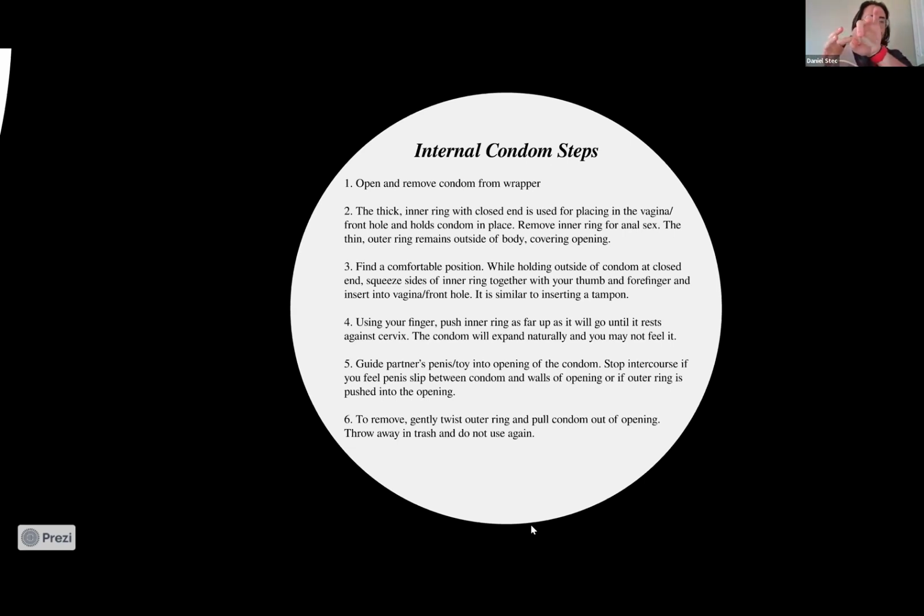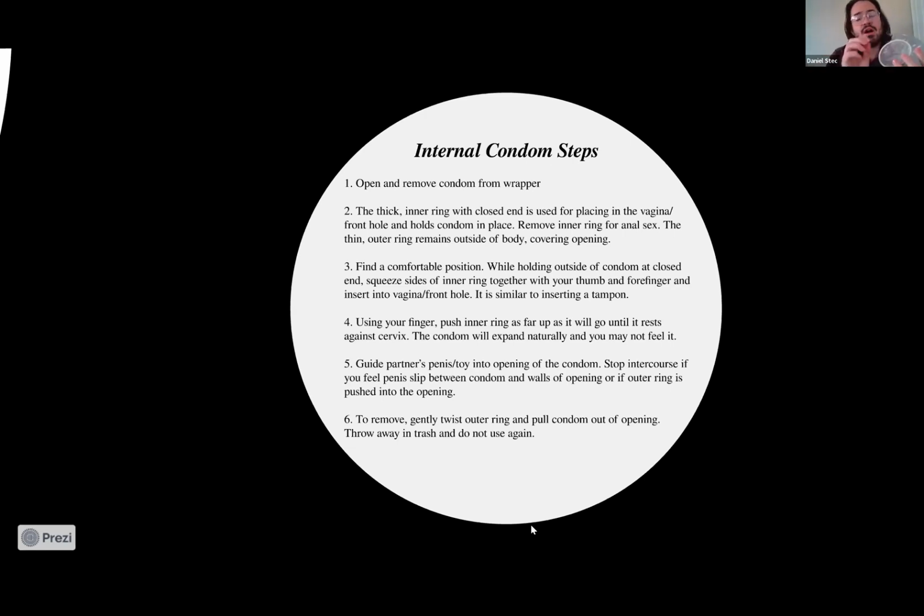Once it is past the labia and into the vaginal canal, it will open up to give it some security within the vagina to keep it in place. The outer ring is then kept on the outside of the body. I'm going to show you here, squeezing the internal ring, placing it inside, and then using a finger to push it back until the ring gets into place. Obviously this is not completely anatomically accurate, but you can see the internal ring inside, and the external ring, which is much wider, stays on the outside.